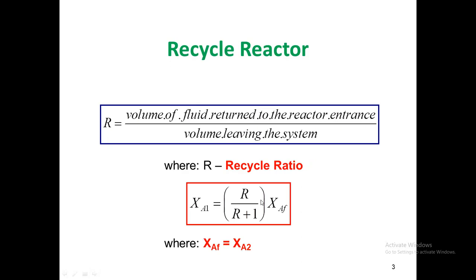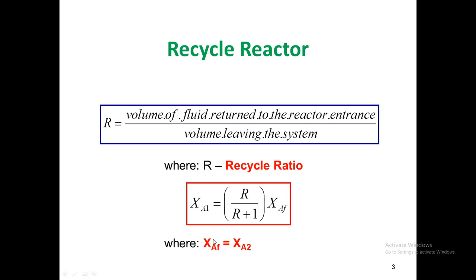Now, based on definition, we speak of the recycle ratio as the volume of the fluid returned to the reactor entrance. Now, what part of the volume of the fluid that leaves your reactor is returned into your reactor entrance? In terms of the volume leaving the system, the whole volume that leaves the system is your divisor. Your numerator is that part that was recycled.